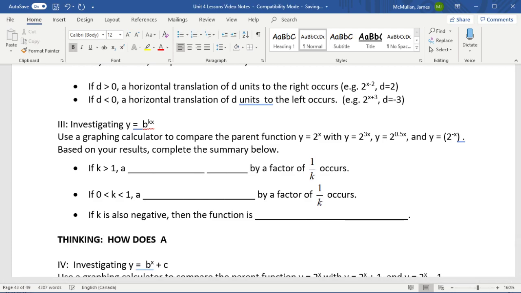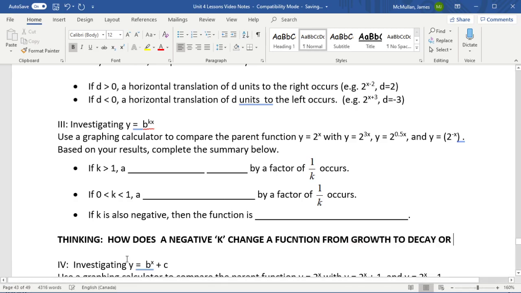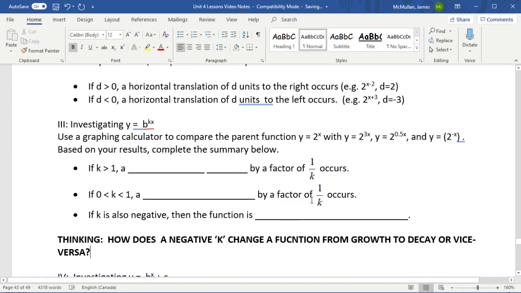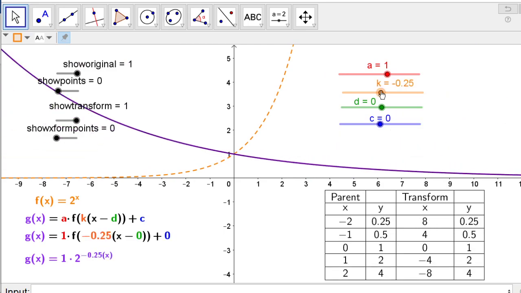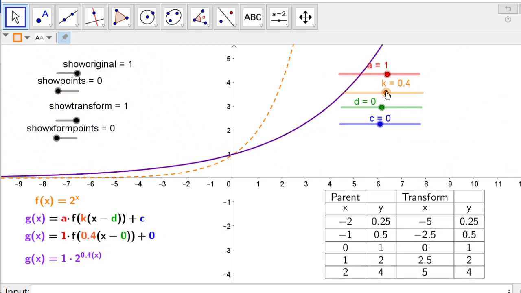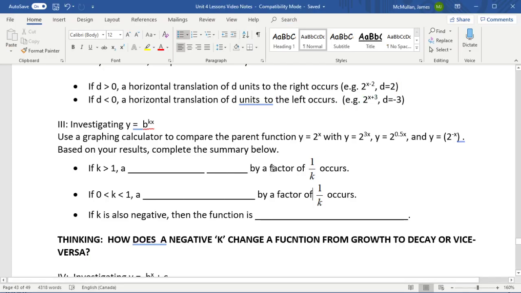How does a negative k change the function from growth to decay, or vice versa? How did it do that? How did it change the function that was growing in an exponential way to a function that is now shrinking in an exponential way? All right, so let's put in what we have here.